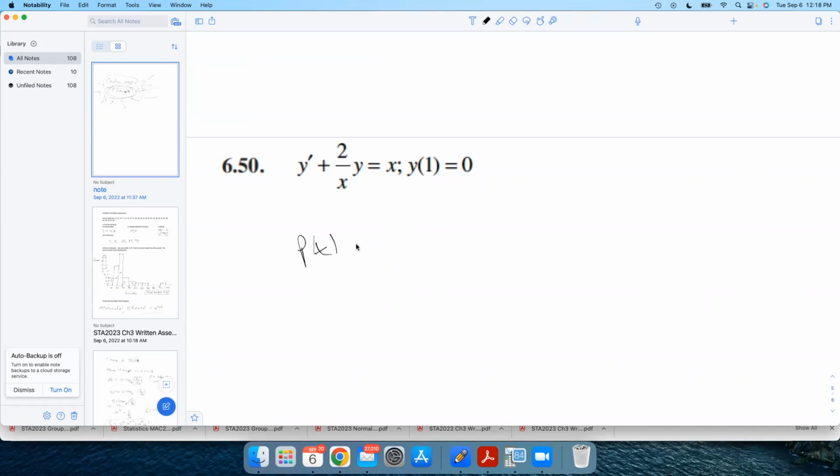So my p of x is 2 over x. Then my integrating factor, mu of x, is e to the antiderivative of 2 over x dx.